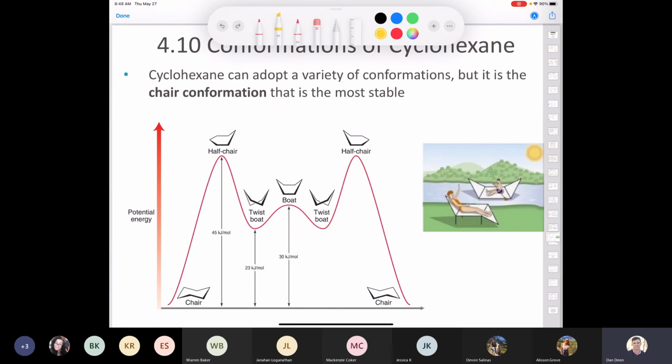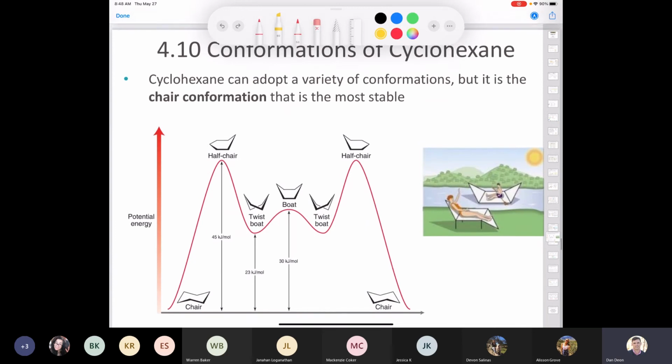You see that there's a difference in potential energy for all of these different conformations. When we go from the chair, you go to the half chair, which is the highest energy conformation. Then you can have a boat, which is intermediate between the half chair and the chair. And the twist boat is a way that you can manipulate the boat to alleviate some of the torsional strain in that molecule.